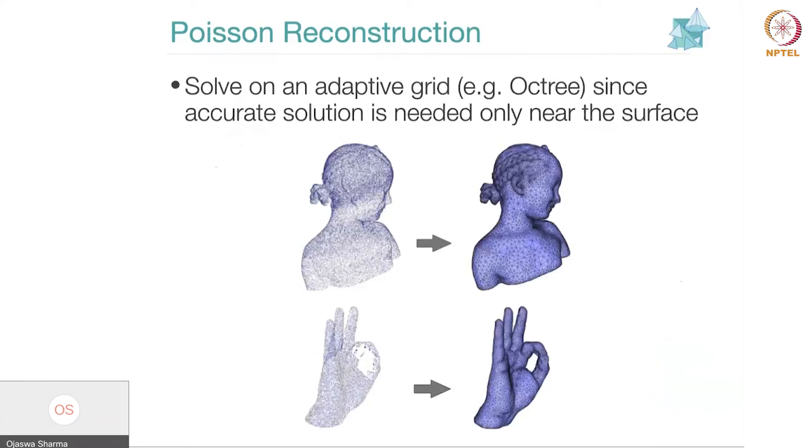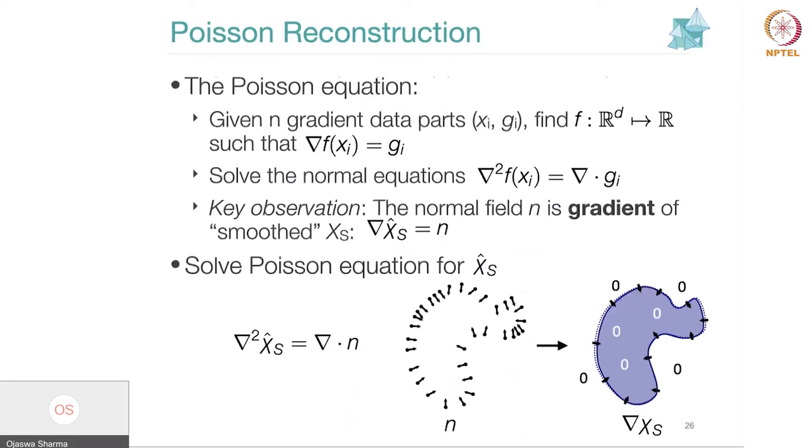Essentially, you solve this Poisson equation on an adaptive grid in 3D, for example, an octree-like grid, and you do an accurate solution only along the boundary, and these are some of the outputs of a Poisson reconstruction. So basically, you have this point cloud, and then you recover a triangle mesh. How do I recover a triangle mesh here? Let's say I solve it on a uniform volumetric grid, and at every point in the volumetric grid, I compute an implicit function value f. So when I solve this Poisson equation, I solve it on a volumetric domain. So I have a grid, and for every grid point, I solve this Poisson equation.